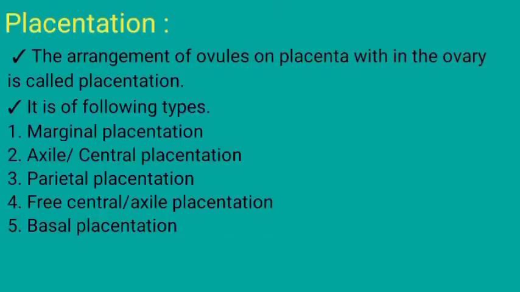The next topic is placentation. The arrangement of ovules on placenta within the ovary is called placentation. Placentation is of 5 different types. Number 1, marginal placentation. Number 2, axial or central placentation. Number 3, parietal placentation. Number 4, free central placentation. And number 5, basal placentation.